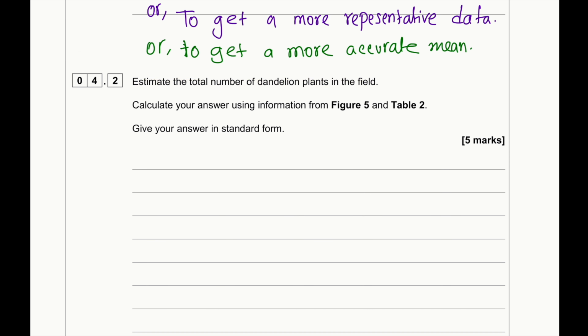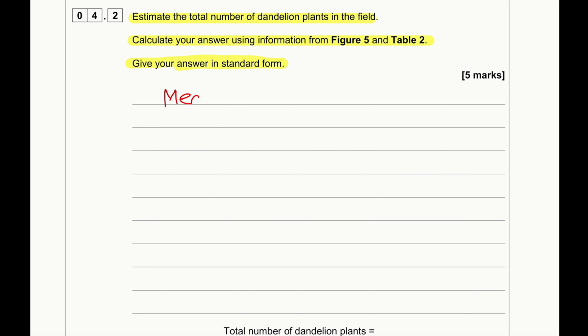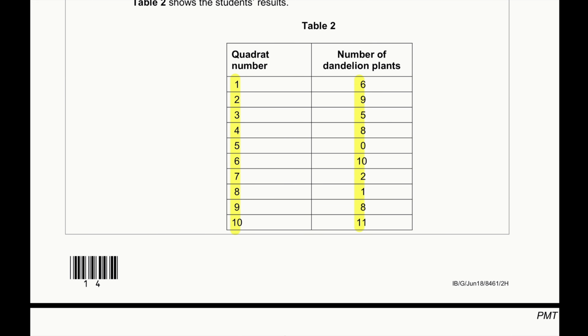Estimate the total number of dandelion plants in the field. Calculate your answer using information from figure 5 and table 2. Give your answer in standard form. Mean number of dandelions per meter squared. To get this data, we will add all of the numbers in here and then divide it by 10.